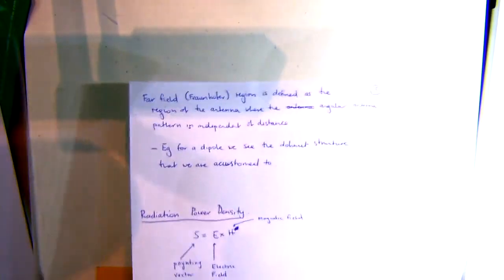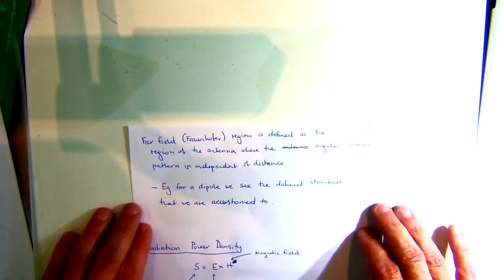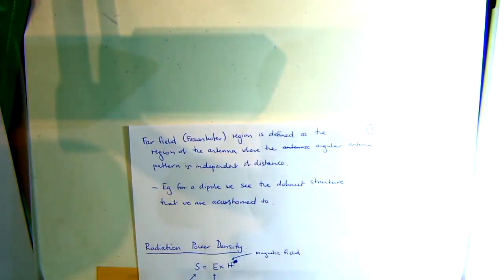Okay, and what you usually see in textbooks, and when people are showing you antennas like the donut structure we were showing you, essentially they're showing you the radiation pattern in the far field, and that's regions which are many wavelengths away from the antenna.